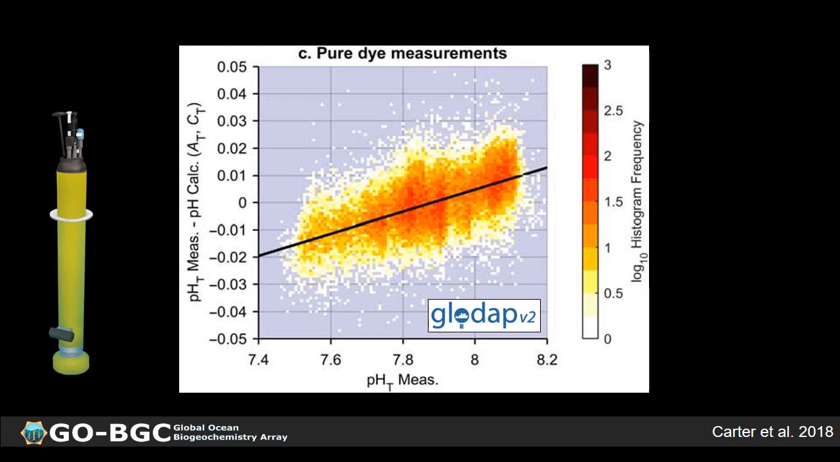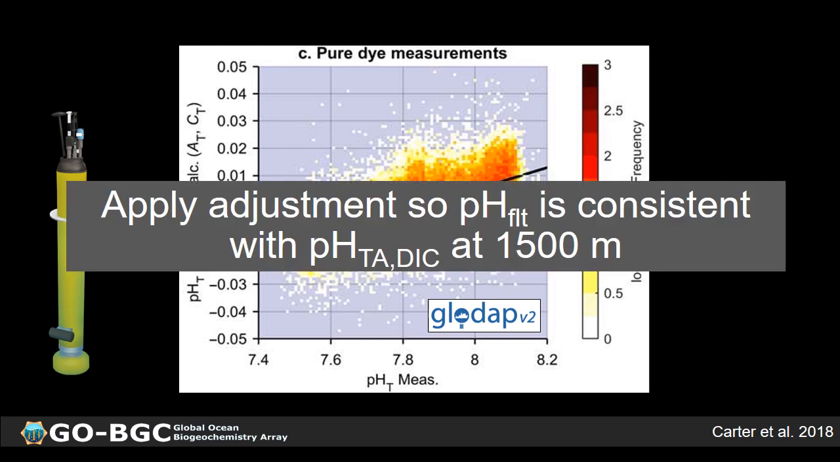So depending on what the pH level was at 1,500 meters, we use this linear relationship shown in the black line and make an additional correction to the float pH measurement, so that now in essence we have made the pH measurement from the float, quote unquote, consistent with alkalinity and DIC. So sorry, I understand this is very confusing, but we have decided to make this additional adjustment.